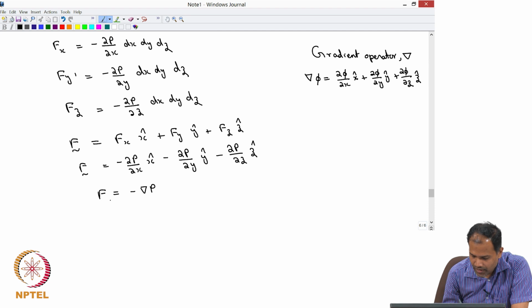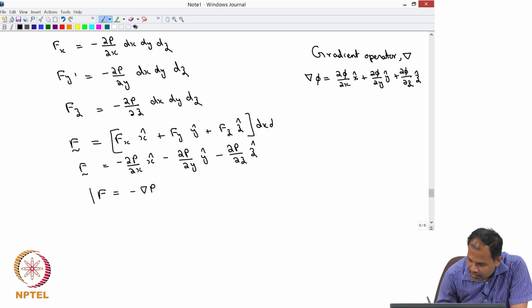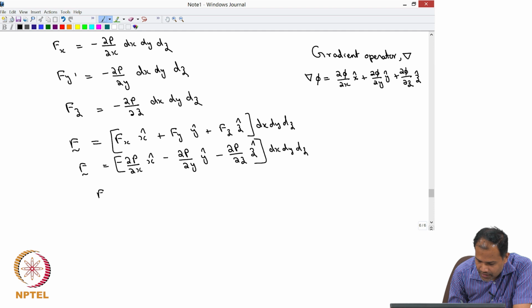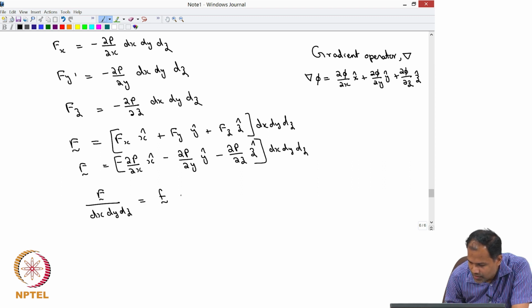So, we get f is equal to, sorry, minus grad p, I missed something, times dx dy dz, which is there for this also, and therefore, I get f divided by dx dy dz, which let me represent with a small f, is equal to minus grad p. So, what is this f now? This f is force per unit volume.